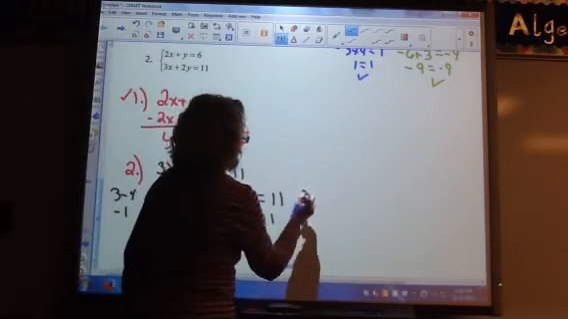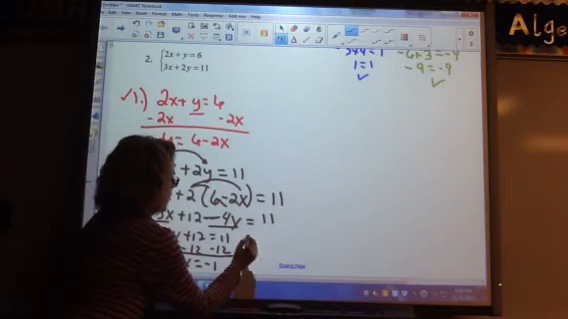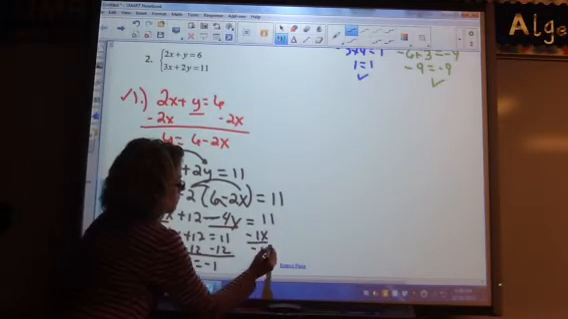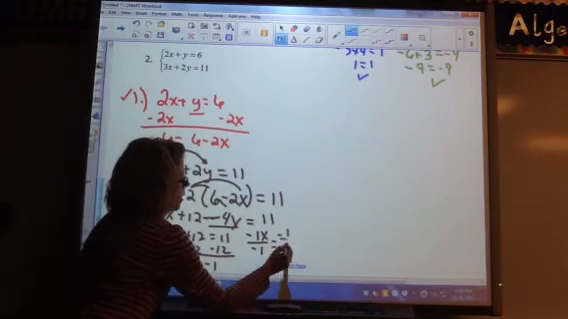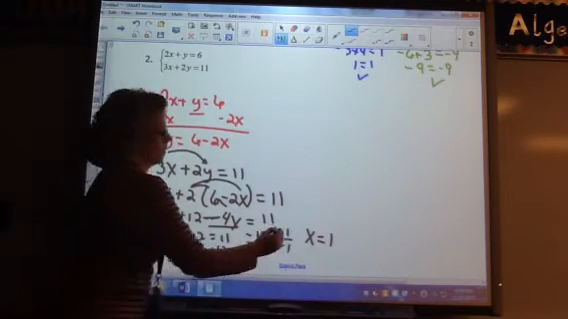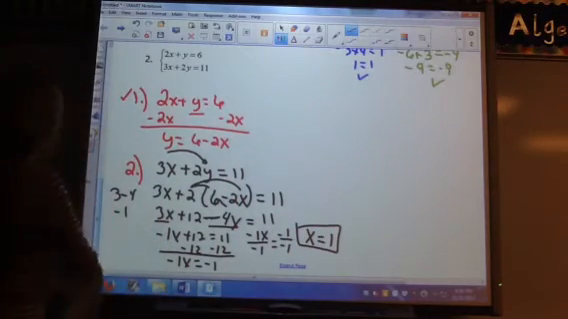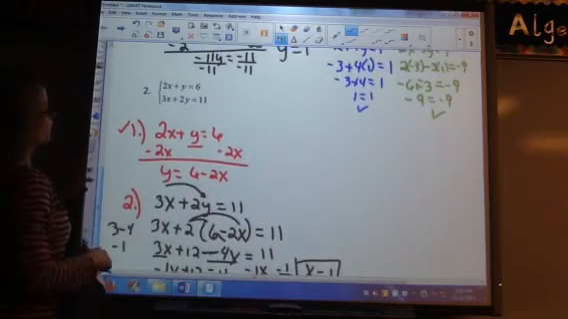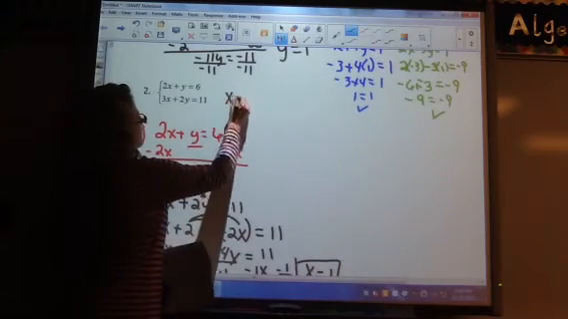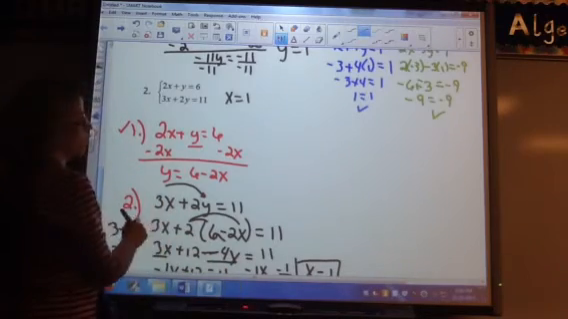So then I have negative 1x divided by negative 1, and I have negative 1 divided by negative 1. So x equals 1. There's my first coordinate on my solution. Okay, so x equals 1. That was step 2 and 3.